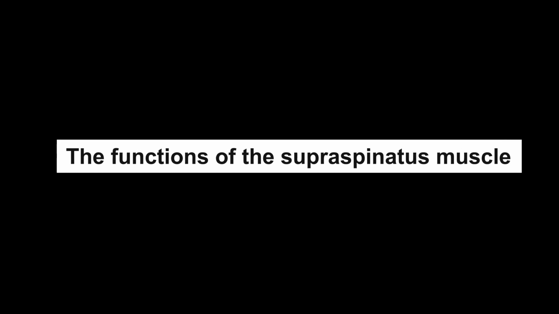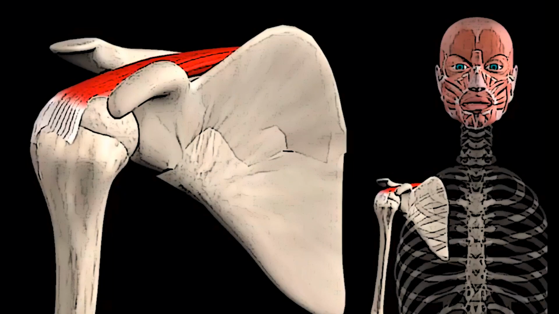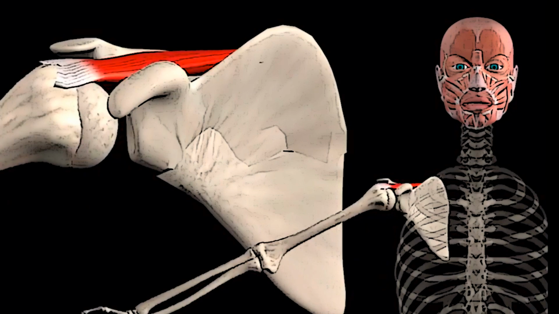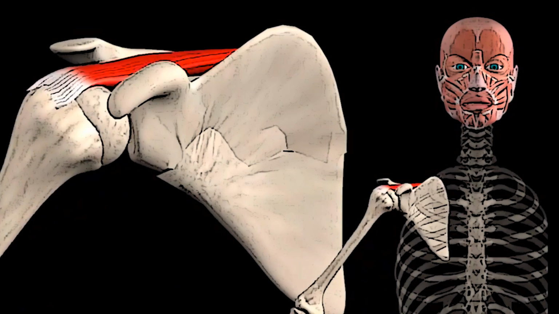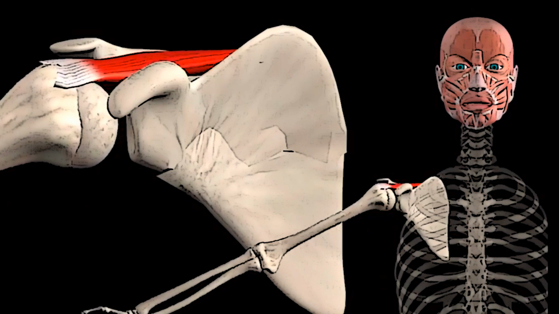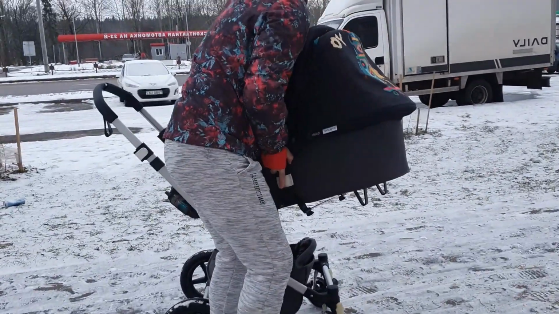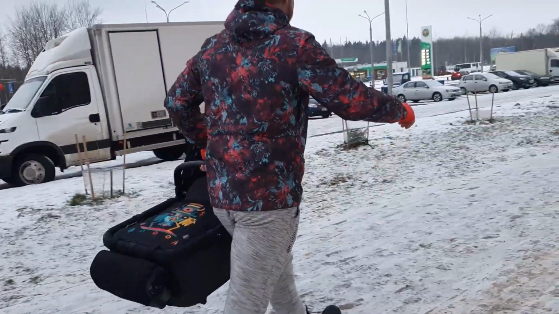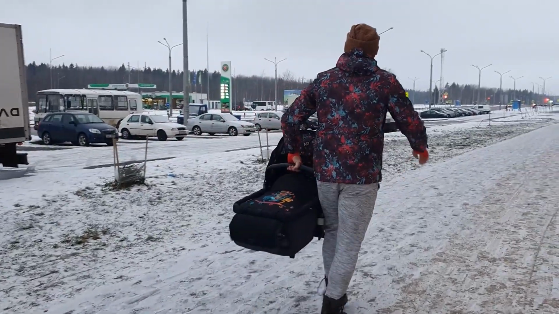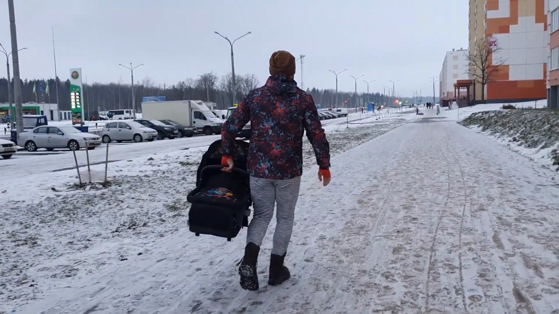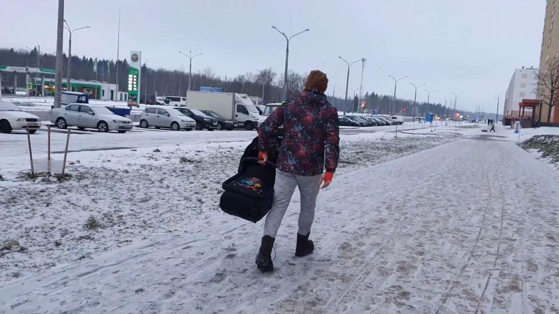The function of the supraspinatus muscle. The main function of the supraspinatus is abduction of the shoulder and also stabilization of the shoulder joint, preventing the shifting of the humerus head down when the arm is dangling along the torso, especially in cases when the arm is loaded with weight until it's completely exhausted. For example, when you carry a heavy bag for a long time, and also during a sudden arm drop.